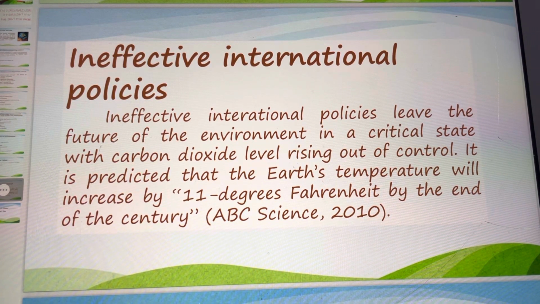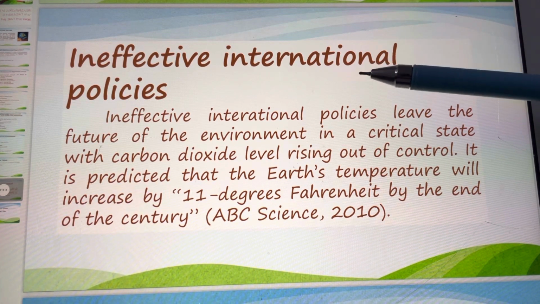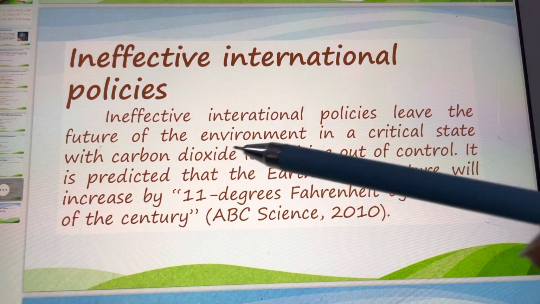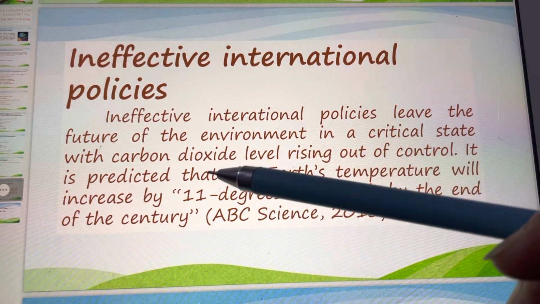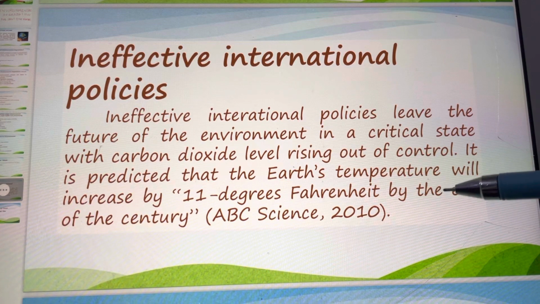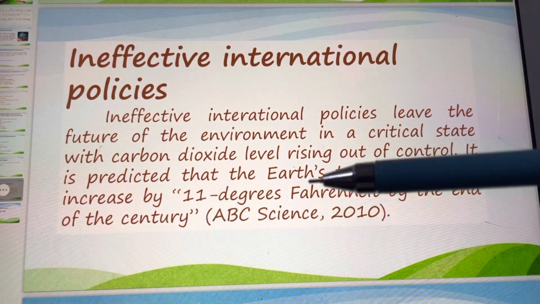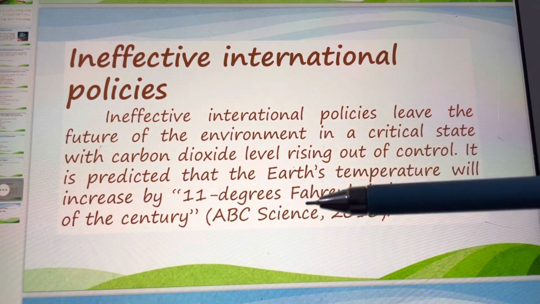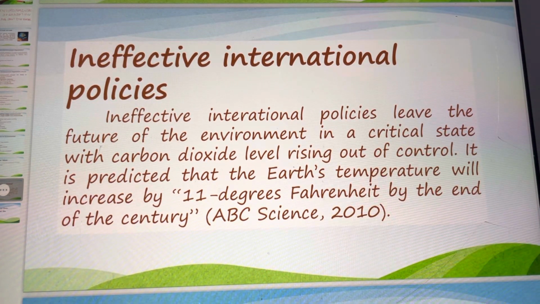And these ineffective environment policies keep the environment in a critical state, with carbon dioxide levels rising out of control. It is predicted that the Earth's temperature will increase by not just 1 degree, it will increase by more than that, because if you see, in summer the temperature is increasing beyond 40 and in winter it is coming down. So if international policy is effective, that can be helpful for sustaining the environment.